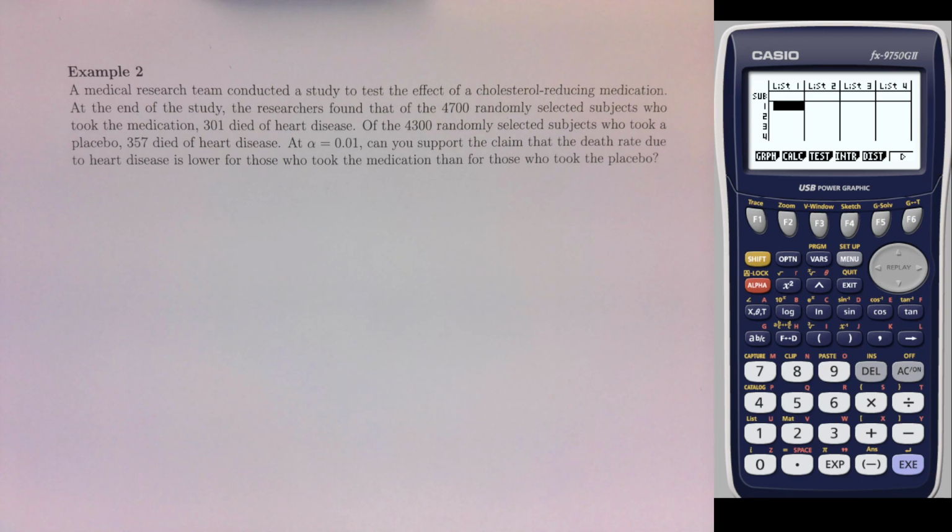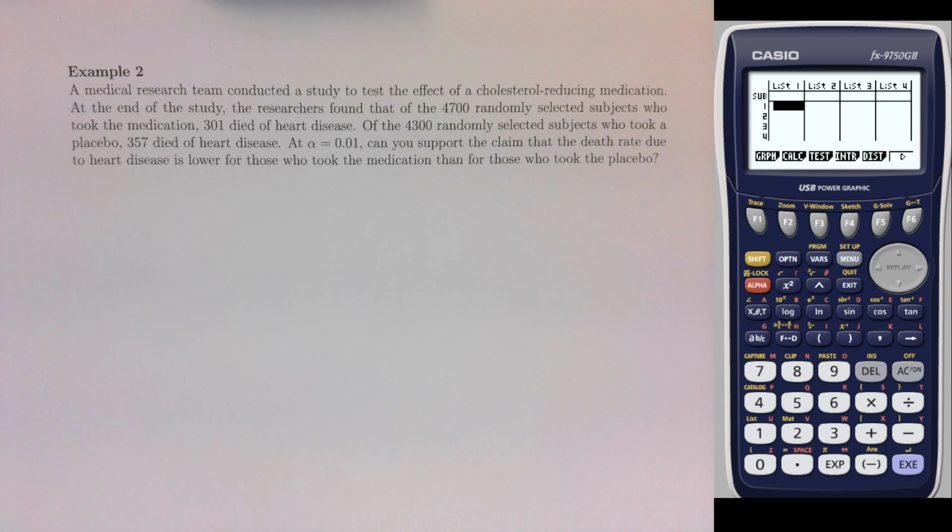At the end of the study, the researchers found that of the 4,700 randomly selected subjects who took the medication, 301 died of heart disease, and of the 4,300 randomly selected subjects who took the placebo, 357 died of heart disease. At alpha equals 0.01, can you support the claim that the death rate due to heart disease is lower for those who took the medication than for those who took the placebo?